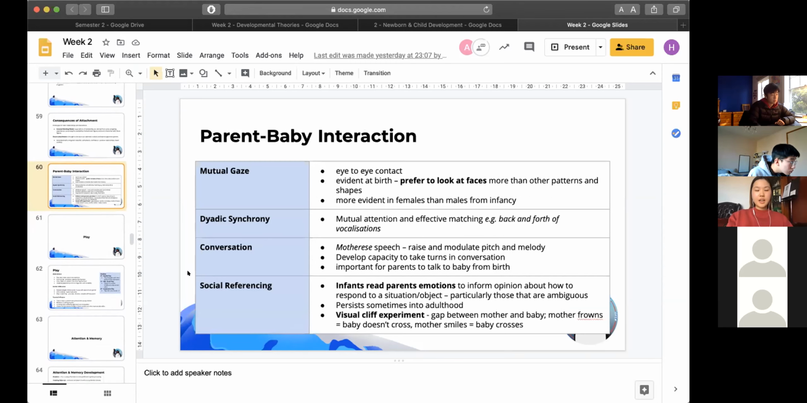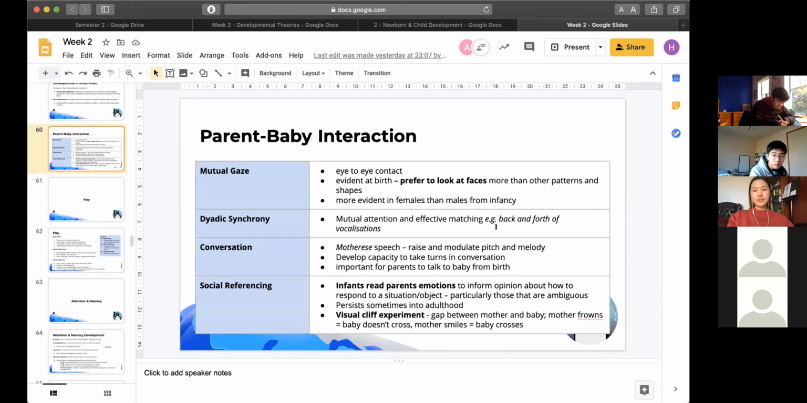So these are some features of the parent-baby interaction. You've got mutual gaze, which is when you stare at the baby and the baby looks at you and smiles at you. This is evident at birth: babies prefer to look at faces more than other patterns and shapes. It's more evident in females than males. You've got dyadic synchrony: mutual attention, affective matching, basically a back and forth of vocalizations.